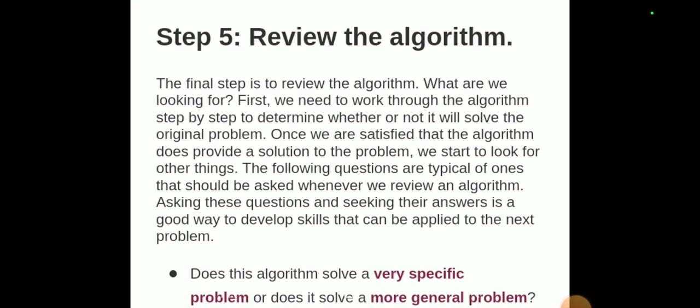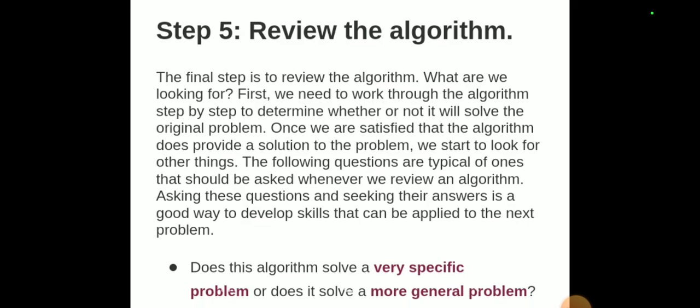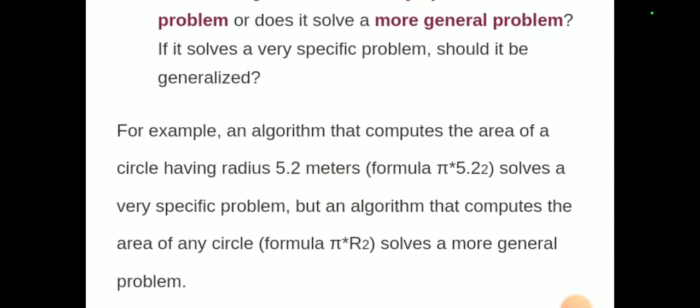Once we are satisfied that the algorithm does provide a solution to the problem, we start to look for other things. The following questions are typical of ones that should be asked whenever we review an algorithm. Asking these questions and seeking their answers is a good way to develop skills that can be applied to the next problem. Does this algorithm solve a very specific problem, or does it solve a more general problem? If it solves a very specific problem, should it be generalized?